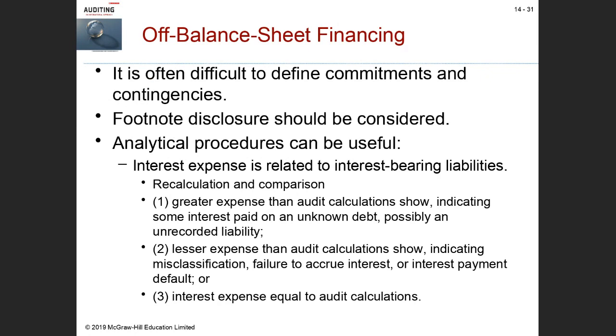Off-balance sheet financing, again, this is discussed on page 641. It's difficult to be able to identify commitments and contingencies, but where they do exist, there has to be disclosure in the financial statements. And very often with respect to off-balance sheet financing, so again, this could be typically through leases, but it might involve other types of financing. Analytical procedures are very, very useful in this area.